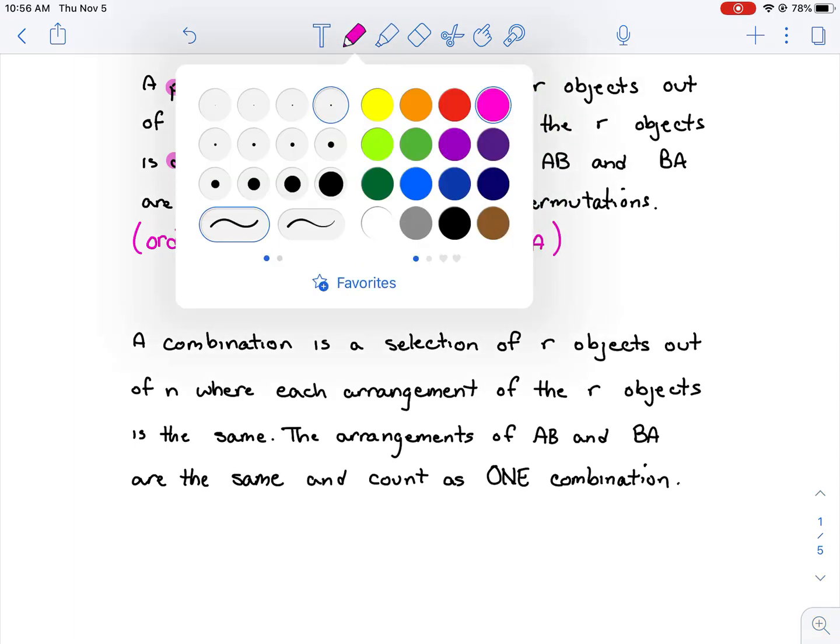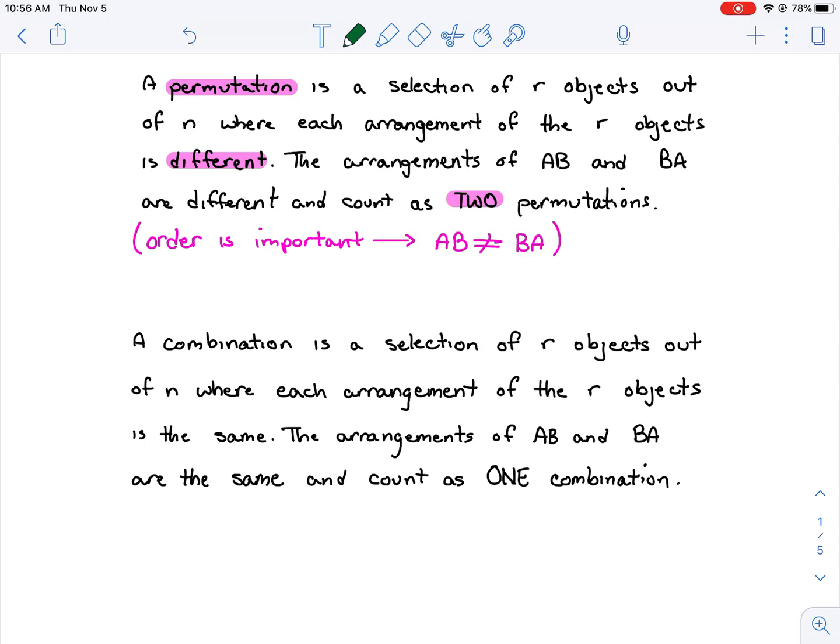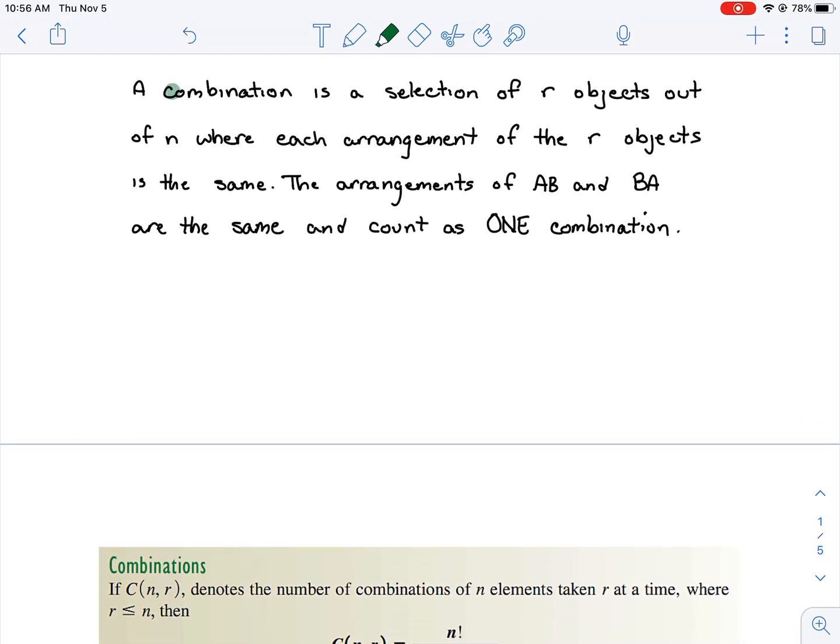All right, on to combinations. A combination is a selection of R objects out of N where each arrangement of the R objects is the same. The arrangements AB and BA are the same and count as one combination. You may hear the phrase, order is not important, and all that implies is that the arrangement AB is the same as the arrangement BA.